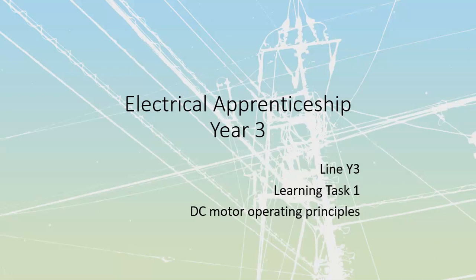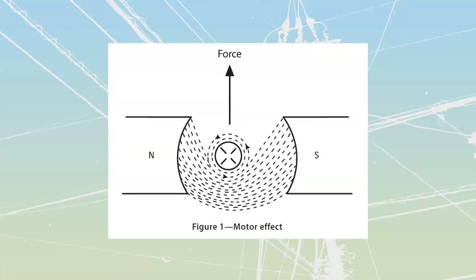Right, level 3, line Y3, we're going to start talking about DC motors at this point. And one of the first things that we have to talk about before we get into DC motors is what motor effect itself is. Motor effect is just going to be a repulsion or an expulsion of current carrying conductors out of a magnetic field.